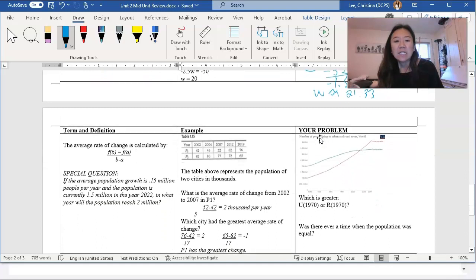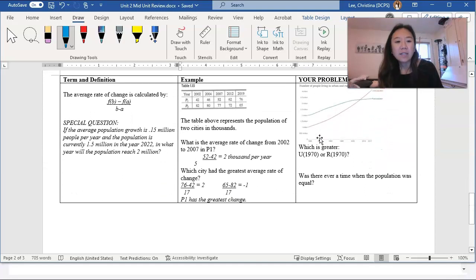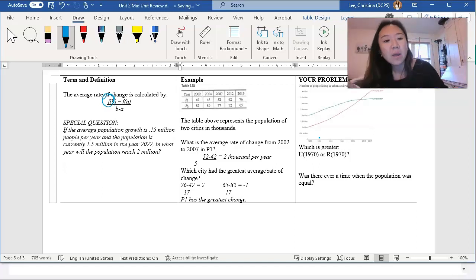All right, let's take a look at the last one. So the last one is that average rate of change piece that we've talked about. And remember, this is your second y value, your second output, your later output, minus your earlier output over your later input minus your earlier input. All right, so we have a special question.